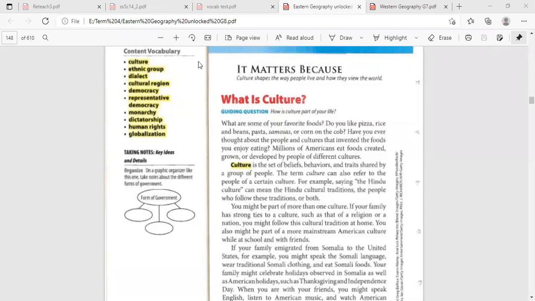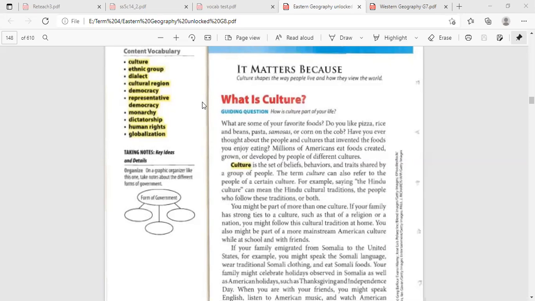Okay, who can give me an example of culture? Nano Mahi? Like the Hindu cultural traditions. Yes, like the Hindu cultural traditions. Thank you. Can we have different cultures in the same country? Or can you give me an example of a country that has melting cultures together?